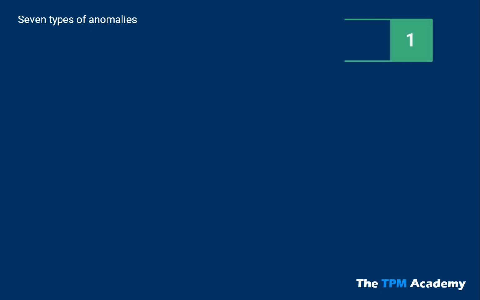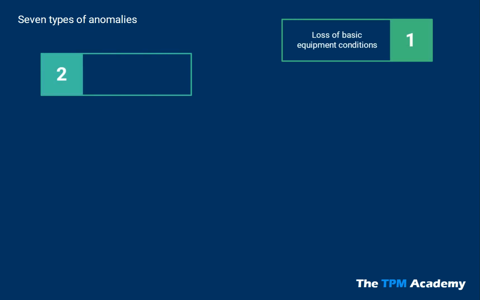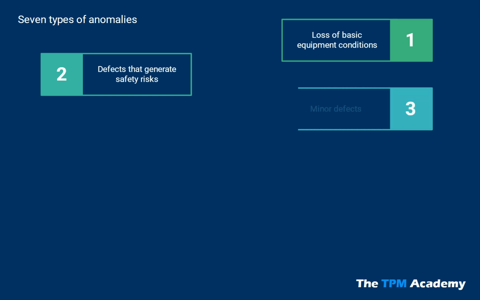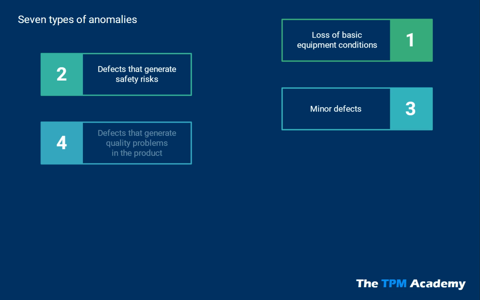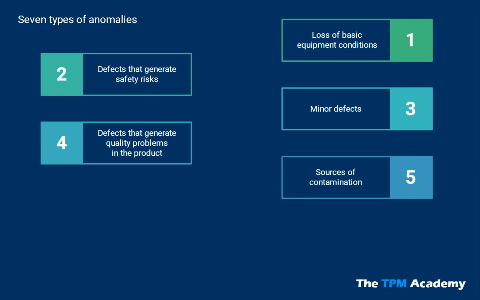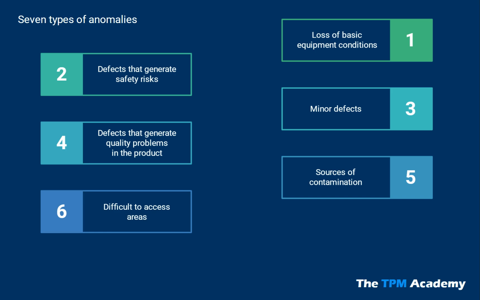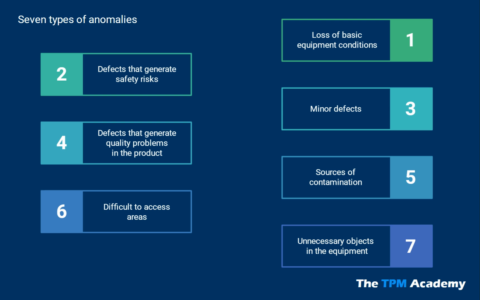1. Loss of basic equipment conditions. 2. Defects in the equipment that represent safety risks. 3. Minor defects or failures. 4. Equipment defects affecting product quality. 5. Sources of contamination. 6. Areas of difficult access. 7. Presence of unnecessary objects in the equipment. The following slides show illustrative examples of each of these categories.